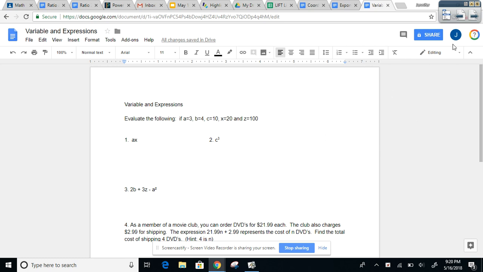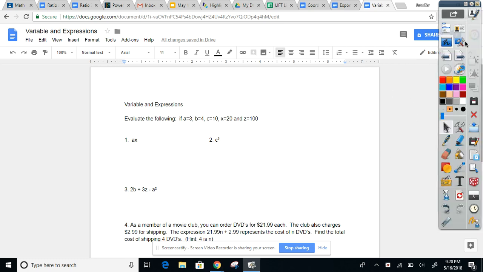All right, guys, so we're going to talk about variables and expressions. Let's remember that variables are the letters that we use to express the unknown, okay? Expressions are different than equations. Expressions do not have equal signs, and equations do have equal signs.